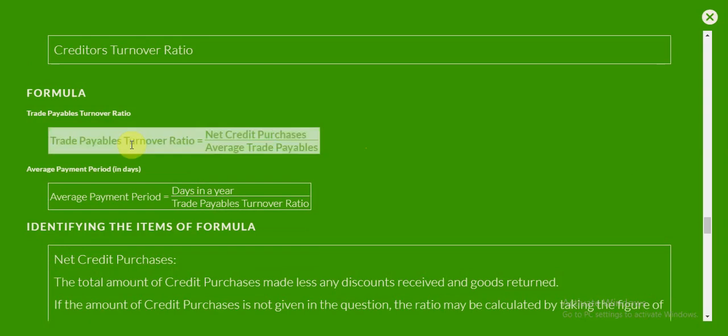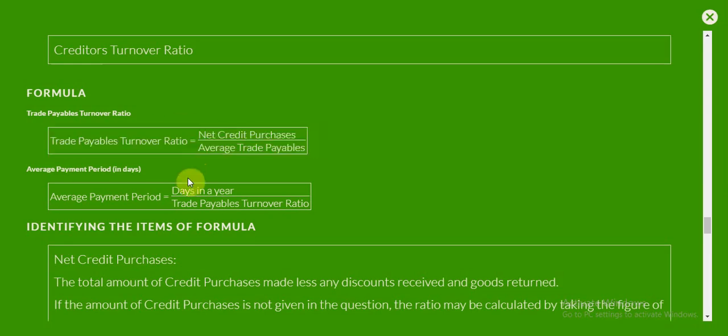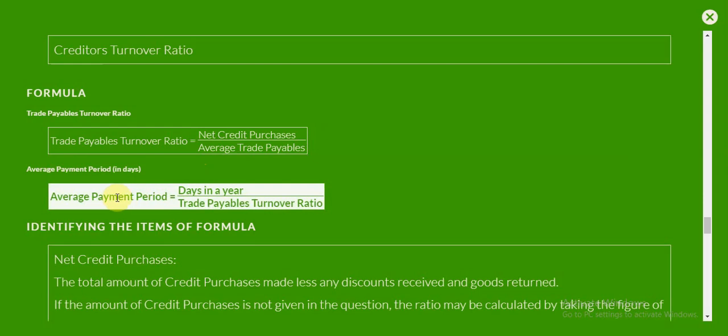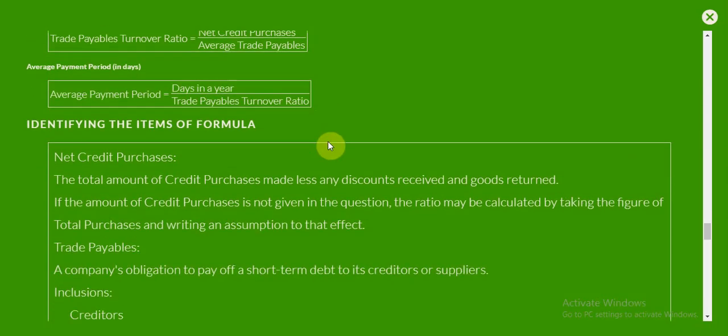So the formula for calculating this ratio is net credit purchases divided by average trade payables. Doing this calculation, we will get the trade payables turnover ratio. And again, just like we saw in the previous ratio, the average payment period will be the number of days in a year divided by trade payables turnover ratio if you want to find it in days, and if we want to find it in months, it will be nothing but 12 months divided by trade payables turnover ratio.